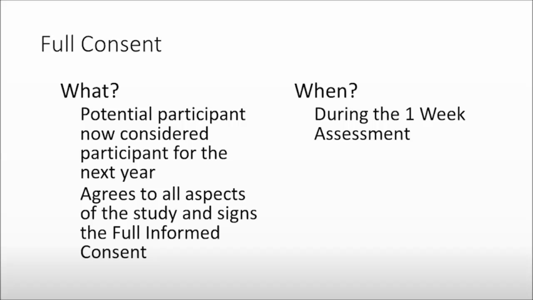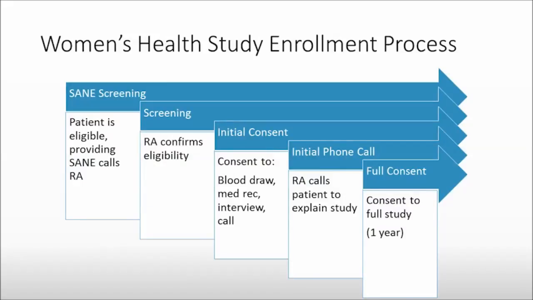And that happens during the 1-week assessment. So they don't complete the full consent until 1 week after the SANE exam. So this picture, which is also in your training binder, just shows the enrollment process a little bit and exactly what is entailed. And so if you go all the way from the SANE screening all the way up to the full consent, there are 5 steps in the enrollment process of the study.